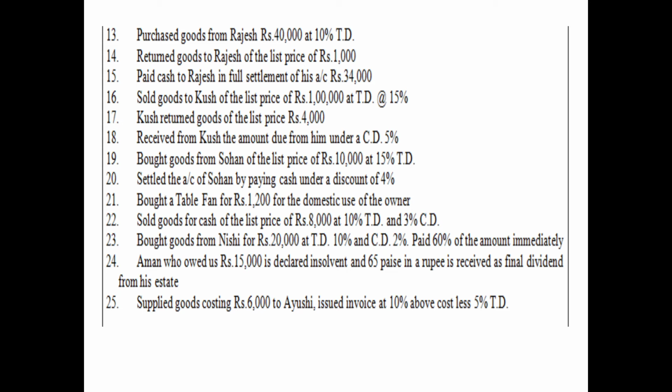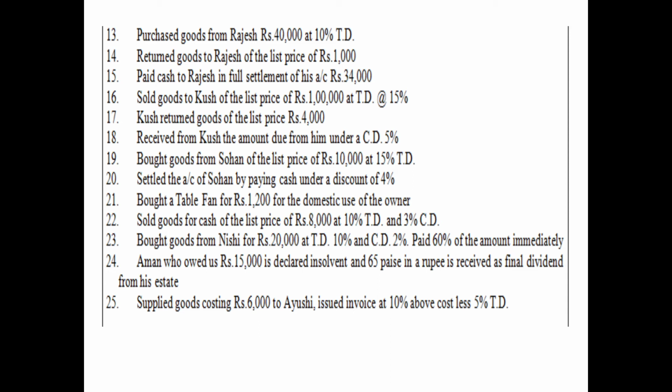The next transaction says Kush returned goods of the list price 4,000. Now the list price, that means again we need to deduct 15% of trade discount. So 15% of 4,000, when we deduct 15% from 4,000, that means 600 we need to deduct. So we will get an amount of 3,400. This is the value of the goods actually returned to Kush. So the entry for this will be passed as sales return account debited because this is sales return 3,400 to Kush 3,400.